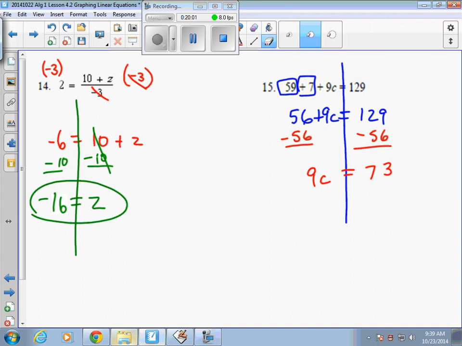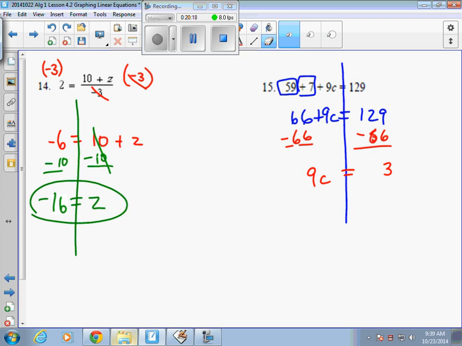Okay, I knew that looked funny. We got it corrected though. 59 plus 7 is not 56. It is 66. So now we got it fixed. This one's going to be minus 66. So this one's going to be minus 66. That looks a whole lot better.